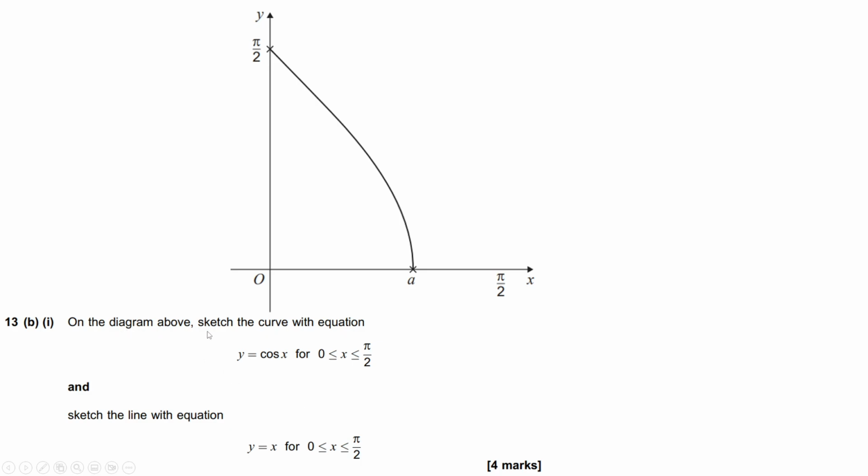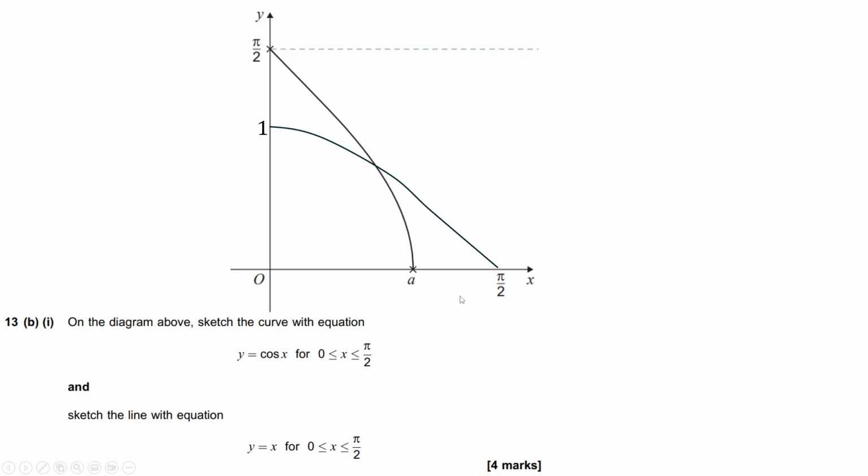Okay, on the diagram below, sketch the curve with y equals cosine x between this, and then sketch the line with the equation y equals x. Now, y equals cosine x, it's kind of hard to draw it on PowerPoint, but it starts from 1, and it goes down, and it hits pi over 2, or 90 degrees. So it starts off at 1 and it goes down like this. You should know how your trig graphs look. I mean, you did this in GCSE. And then sketch the line y equals x.